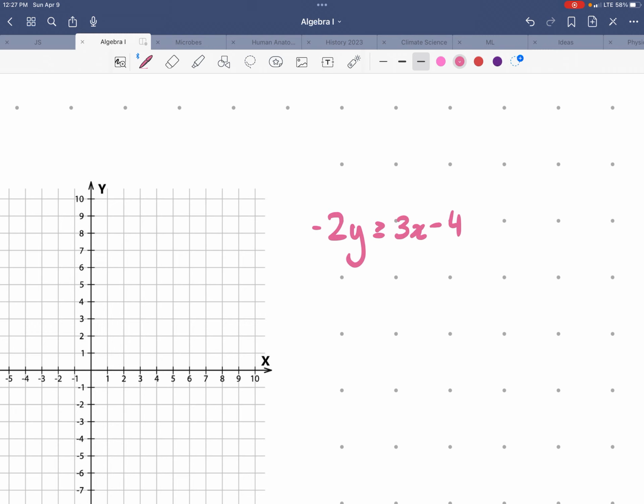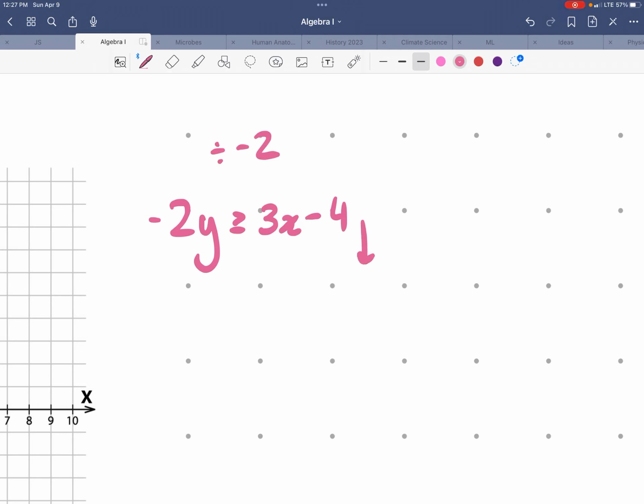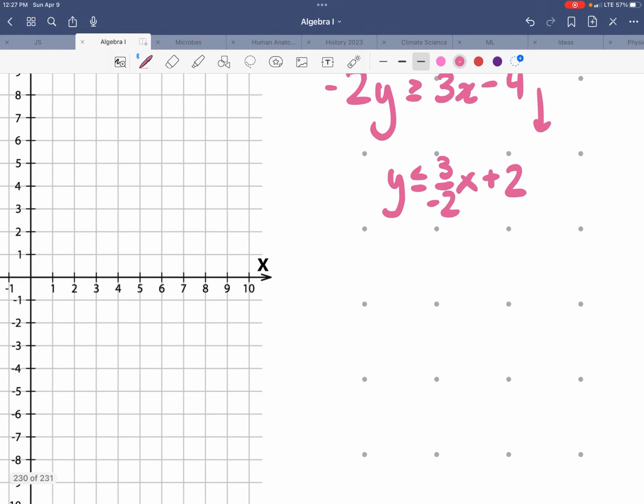Now moving on, we have negative 2y is greater than or equal to 3x minus 4. And the first thing we need to do is isolate y. So let's divide by negative 2. And since we're dividing by a negative number, and this also applies for multiplying by a negative number, we need to switch the sign. So now we have y is less than or equal to 3 over negative 2 x plus 2. Now we can start graphing.